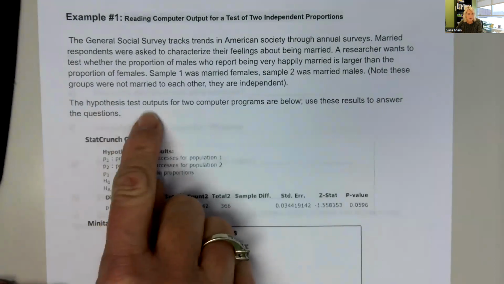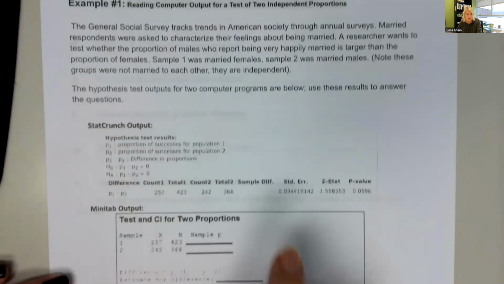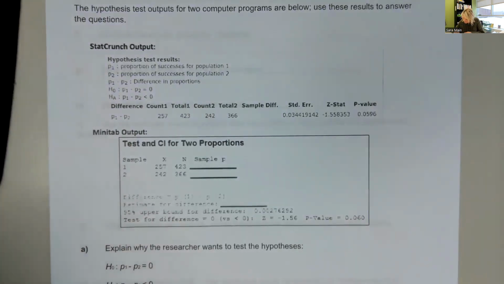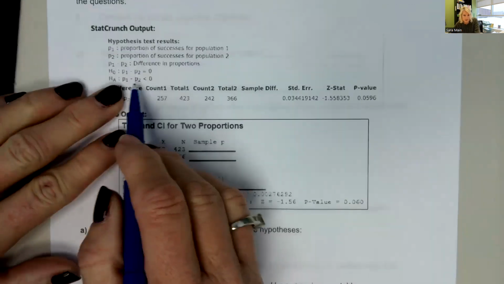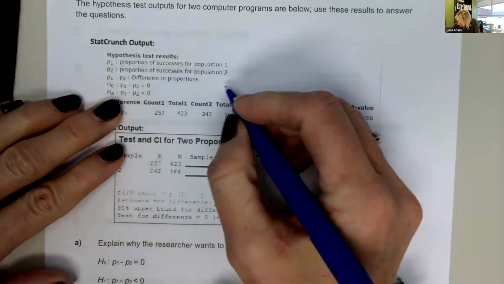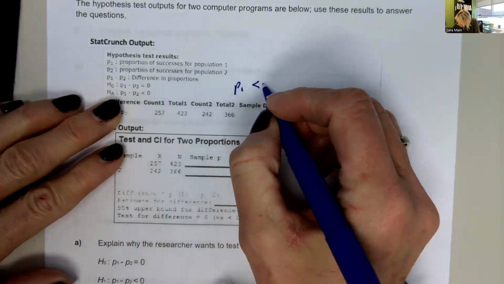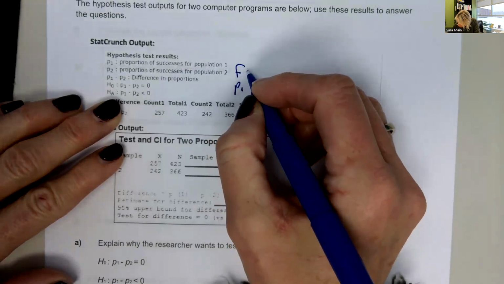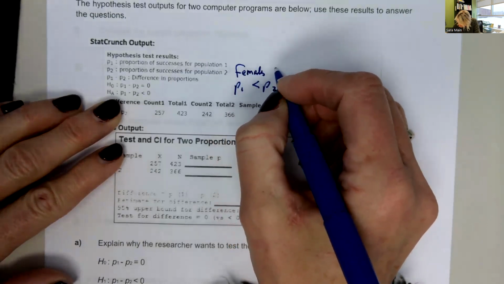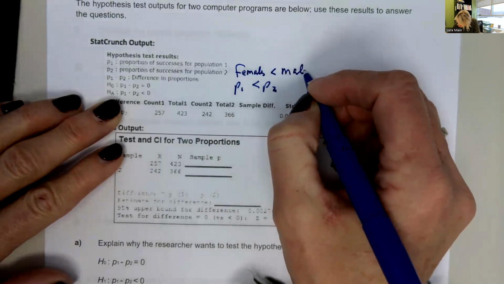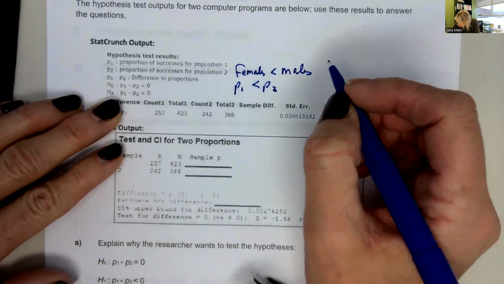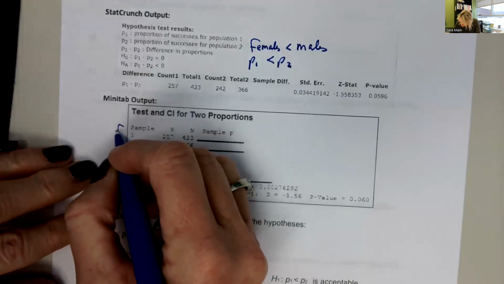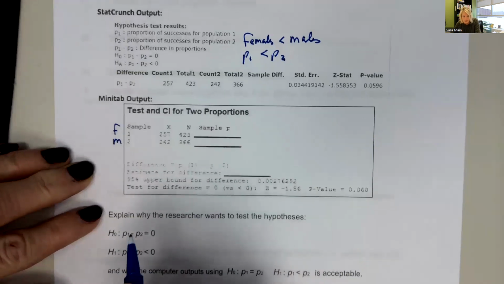Okay, the hypothesis test output for two computer programs are below. So we have StatCrunch output and Minitab. And you can see that we think that the difference is going to be less than 0 because we think that P1 is going to be less than P2. And P1 is the females, which is less than males, or the males is larger than the females. Okay, so remember that sample 1 is the females and sample 2 is the males.